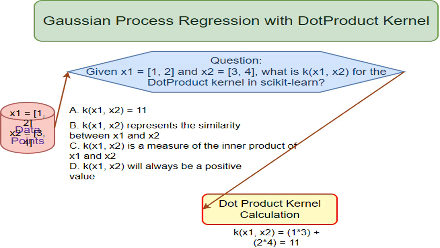Here is the main question of this problem. We are given two vectors and need to find their dot product using the dot product kernel, which, as we discussed, gives us their inner product.